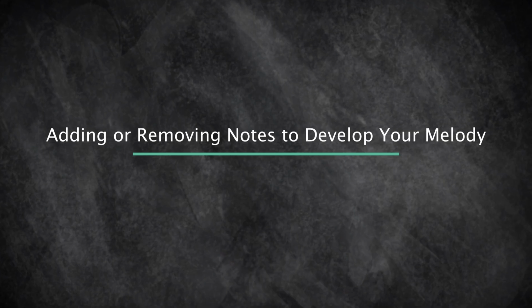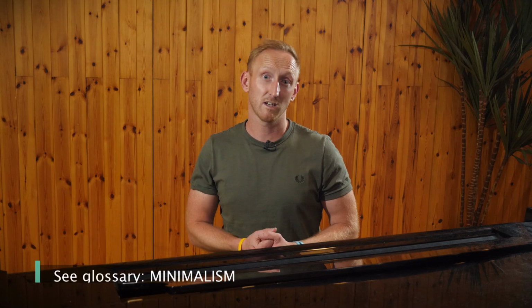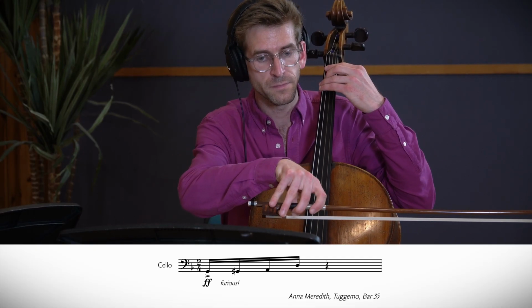Another way of creating a variation on a distinctive motif is to add or take away some of the notes. For example, expanding a 4-note motif into a 6-note one, or subtracting a 10-note motif into an 8-note one. And again, this is a technique associated with 20th century music, a style called minimalism. Anna Meredith uses the technique in her piece Tuggemo for String Quartet. Take a listen to this 4-note motif played by the cello. This later changes into a 6-note motif, where Anna Meredith has added 2 notes.